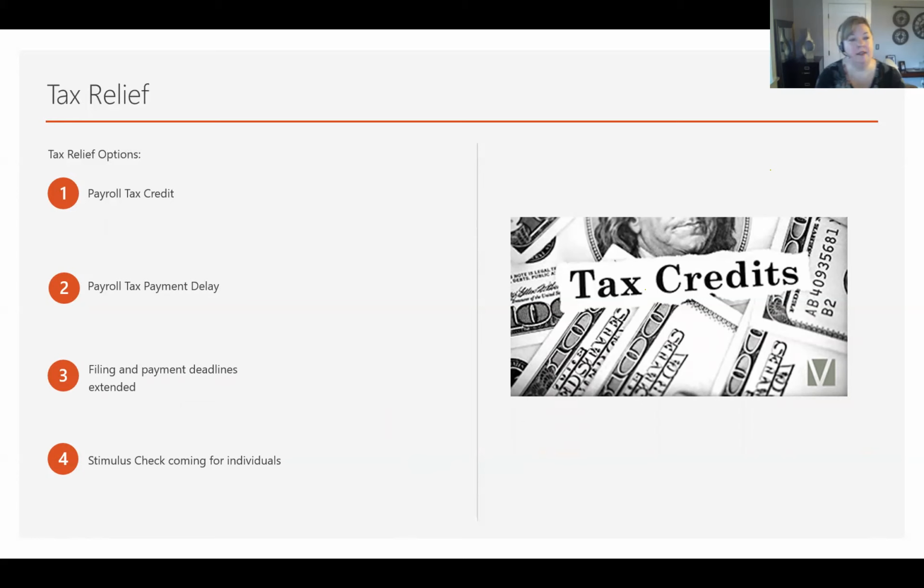The stimulus check. There's a stimulus check coming for individuals. It's based on income, so depending on joint or married. Again, this is a business webinar, so I'm not going to cover it too much, but if you want more info, it's definitely on our website. The stimulus check is $1,200 a person, $500 for each dependent that you have who is under 17. I believe it's 17 or under. And it's based on your 2019 tax return. If you have not filed 19, it's based on 18.